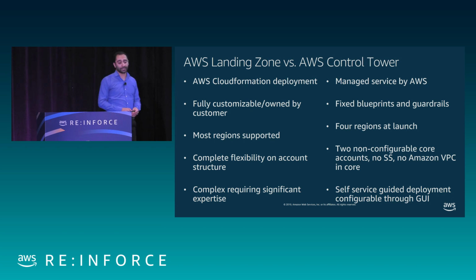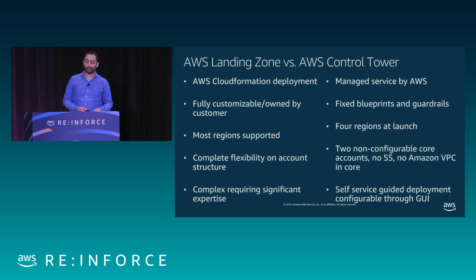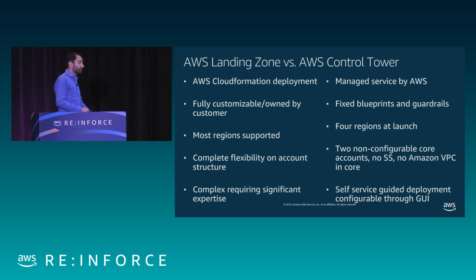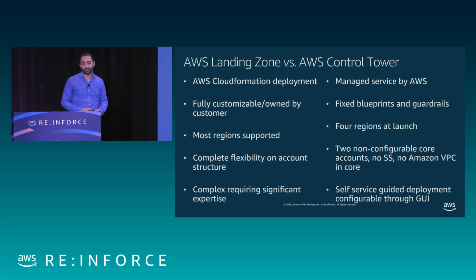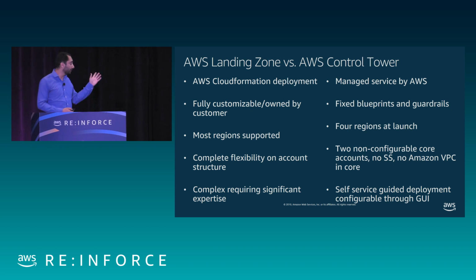Control Tower, there's a set of fixed blueprints right now. Most regions are supported, as long as there are services there that we're using that are supported. So commercial regions are all supported except for GovCloud and China, because the underlying services in some of those are not available. Account structure, complete flexibility. Again, you have the code. You can do what you want. Control Tower is more opinionated. There's 2 non-configurable core accounts, no shared services, and no VPC is being launched. Landing Zone does take care of the VPC.